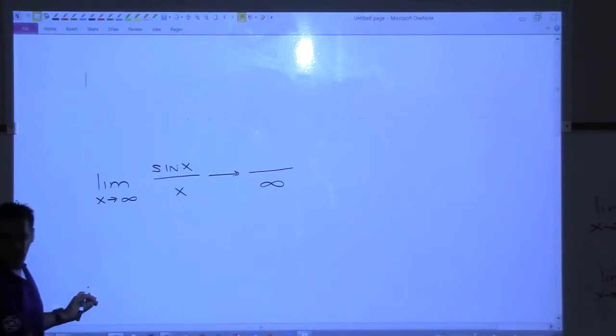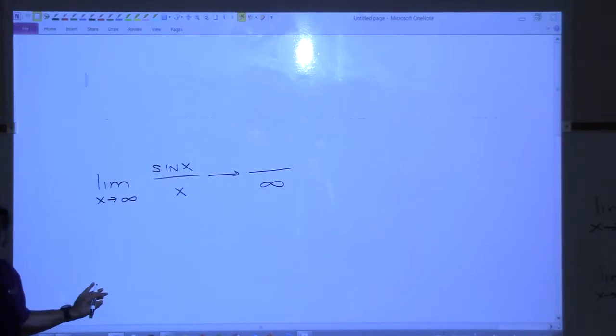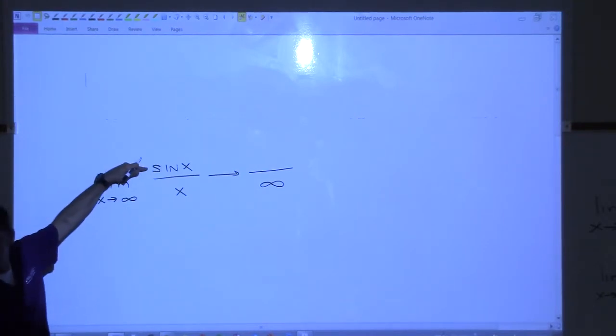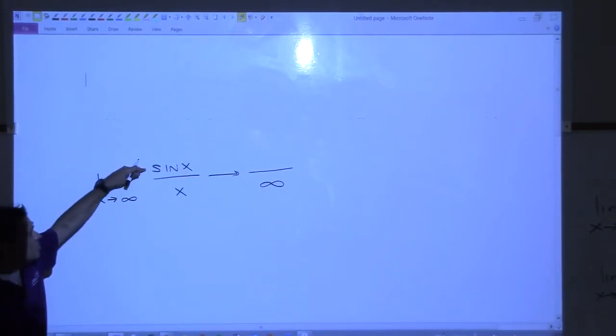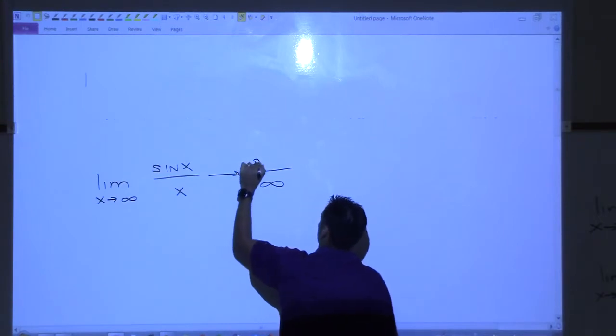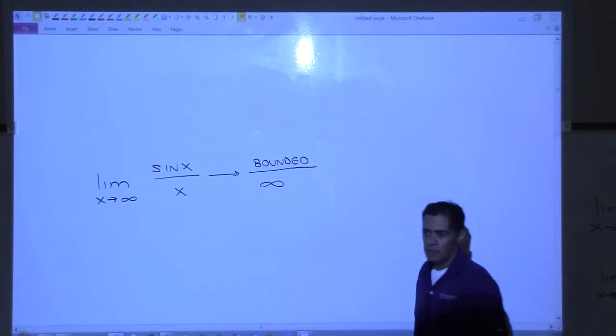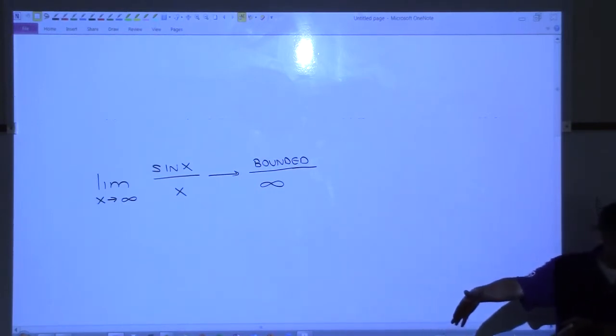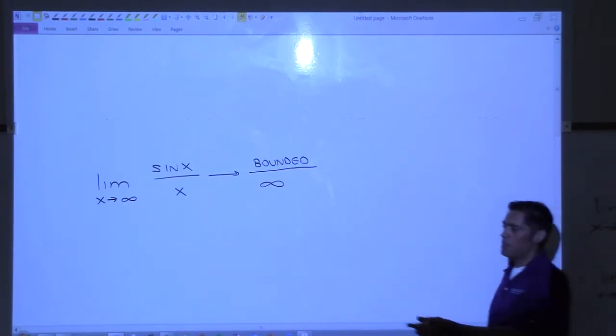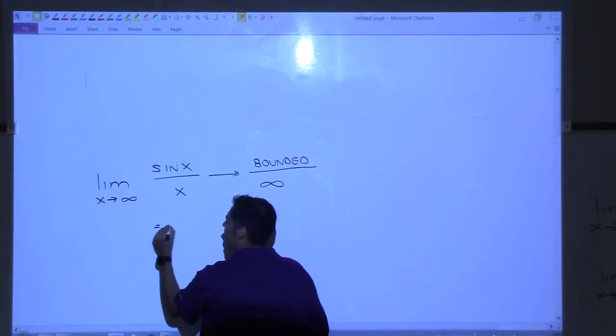No, but what did I say fixed really means? A number or bounded. Is this function bounded? Yes. What is it bounded between? What are the values of sine bounded between? 1 and negative 1. So this is a bounded function. So I have here bounded over infinity, and according to what I'm saying, the answer should be 0. Okay, but let's think about why it's 0.